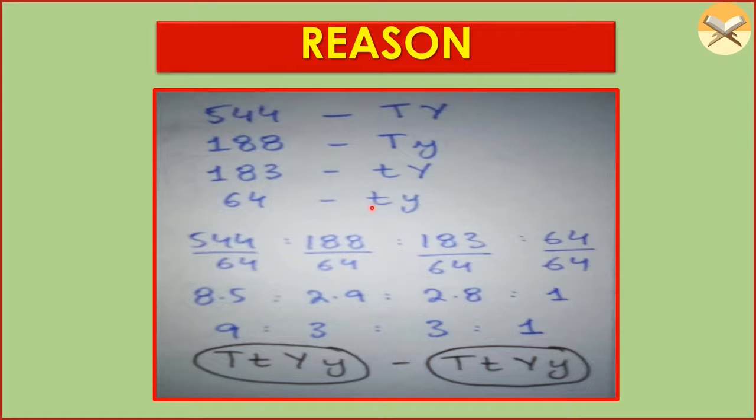So in order to find the phenotypic ratio, we will divide all these numbers by the smallest number, that is 64. Here we have divided all these numbers by 64. The numbers that come are 8.5, 2.9, 2.8 and 1. Rounding off the figures, 9:3:3:1, which is the phenotypic ratio of Mendel's second law of inheritance, Mendel's law of independent assortment.